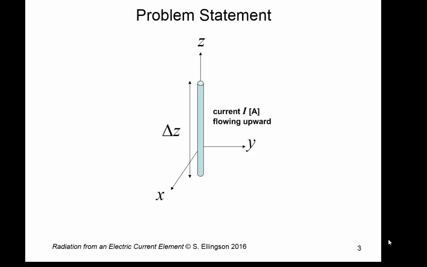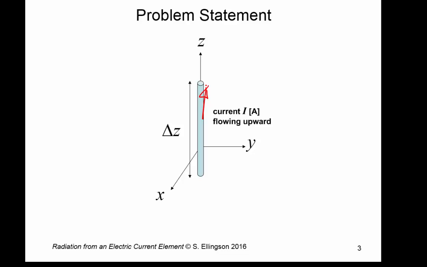Okay, here's the problem statement. I have a filament of electric current. It's flowing upward. In other words, the direction of current flow is as indicated by the arrow. And the length of this current filament is given as delta Z.